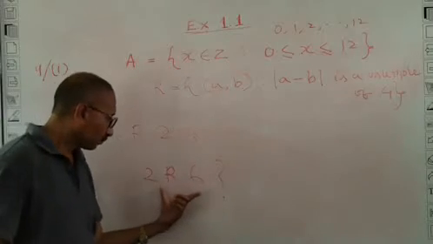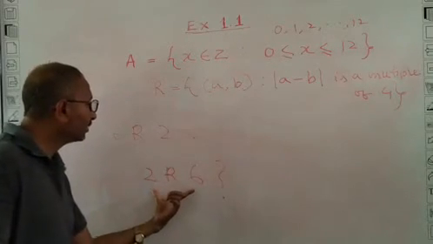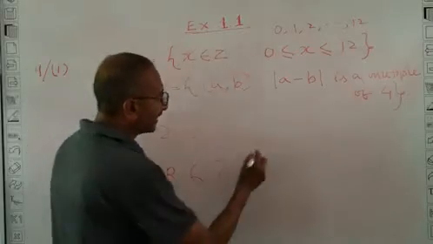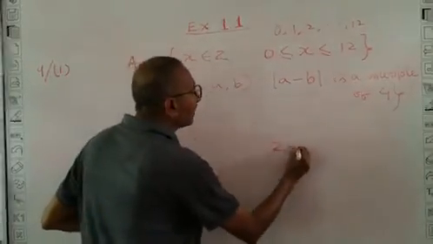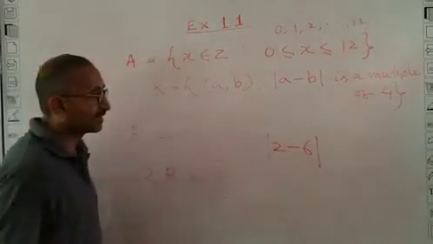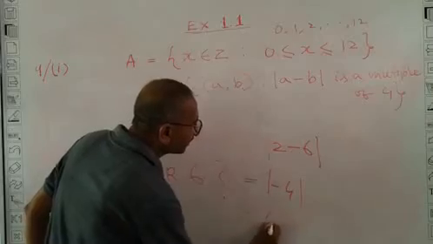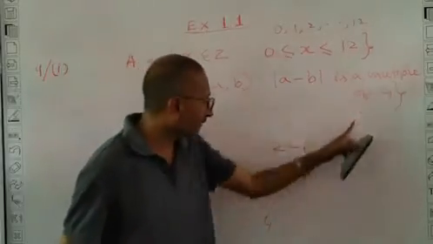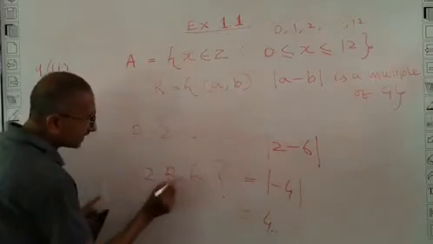To judge whether they are related, we'll have to take their difference. Let us take their difference. In place of A, I'll write 2 minus 6. 2 minus 6 is minus 4. Minus 4 is 4 in modulus. So 4 is divisible by 4. That means, if this is divisible by 4, 2 is related to 6.